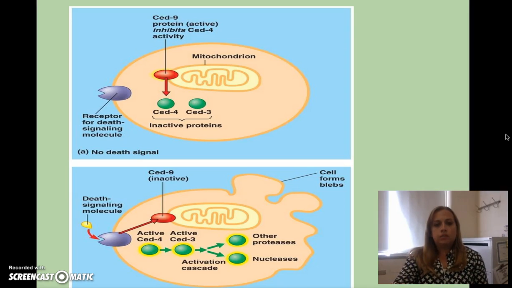I'll show a link. This is just another example. Again, here you've got the death signaling molecule. It's going to meet with the membrane receptor protein, and it is going to activate this cascade right here, and it's showing that you've got the lobes forming on the cell as it starts to break down.